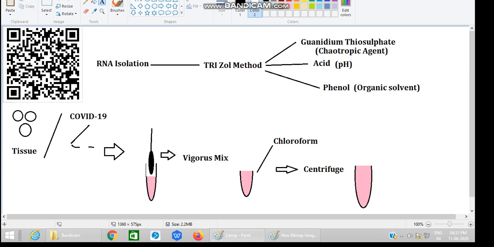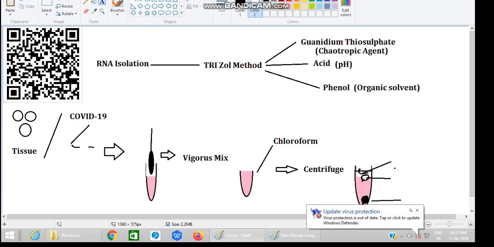Now after centrifugation, you will get a tremendous result. You will get 3 different layers. As you can see, there is a layer in the bottom, a layer in the middle, and a layer on the top. So you get 3 different layers after the centrifugation. In the bottom layer, what do you get? You get proteins. In the middle layer, what do you get? You get DNA. And in the top layer, what do you get?